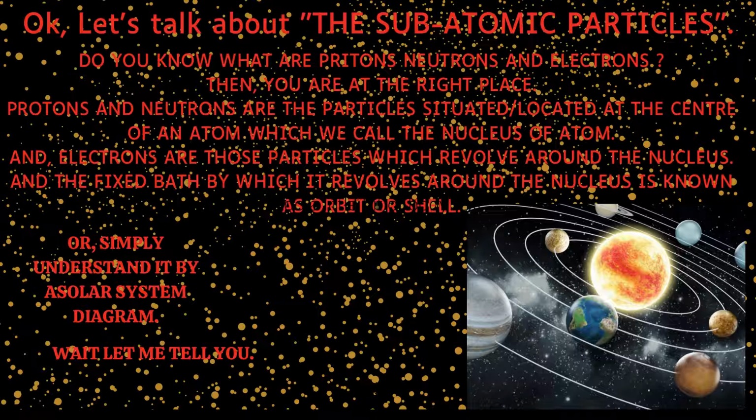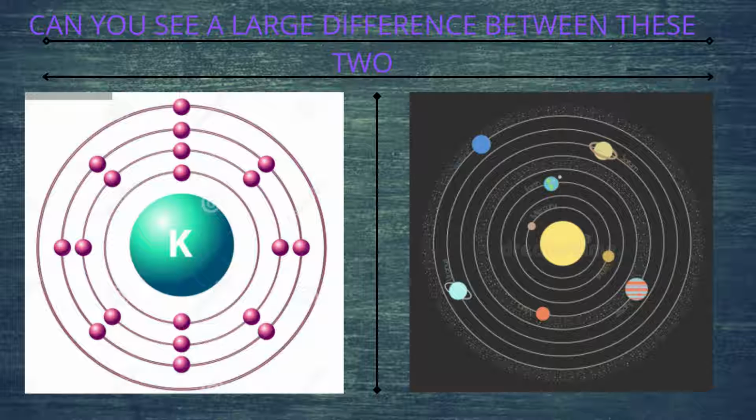Or simply understand it by a solar system diagram. Wait, let me tell you. Can you see a large difference between these two diagrams? You can't see because they are similar. Here is a diagram of an atom of potassium, and here is a diagram of the solar system. The sun is situated at the middle; here the nucleus is situated at the middle. Planets revolve around the sun; here electrons revolve around it.